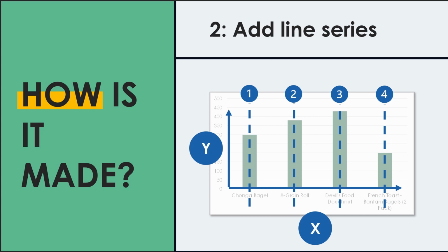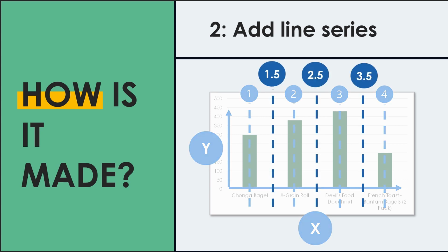For the x-axis, which is categorical data like this, the middle of each item is the integer, like this. Then, if you want to place a point between the series, we can use decimals. So 1.5, for example, will be between the first and second item on the x-axis.